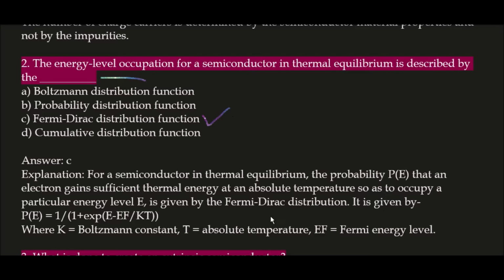It is given by P(E) = 1 / (1 + exp((E - EF) / KT)), where K is the Boltzmann constant, T is the absolute temperature, and EF is the Fermi energy level. Just learn this formula. This is very important, and a very important question also.